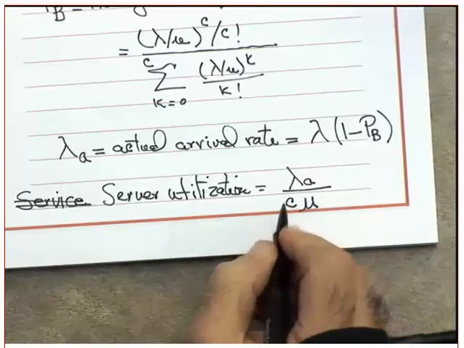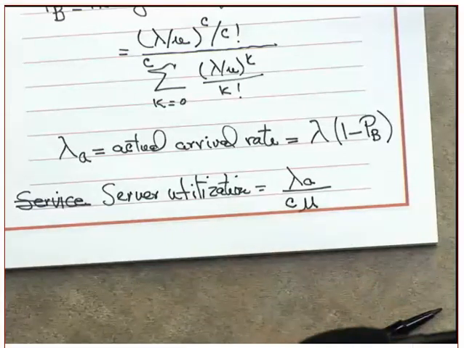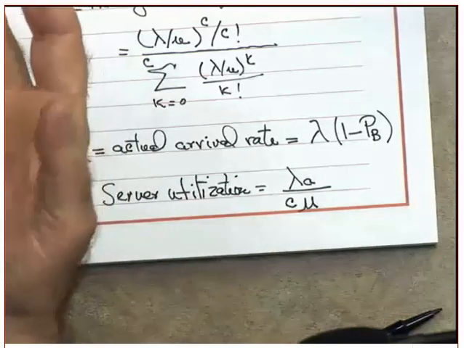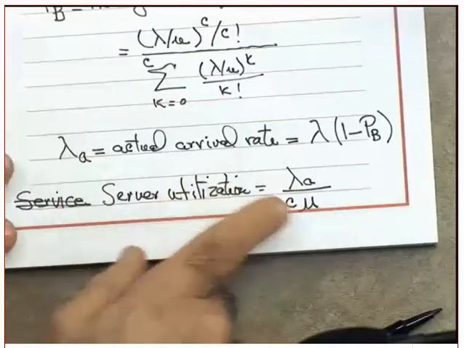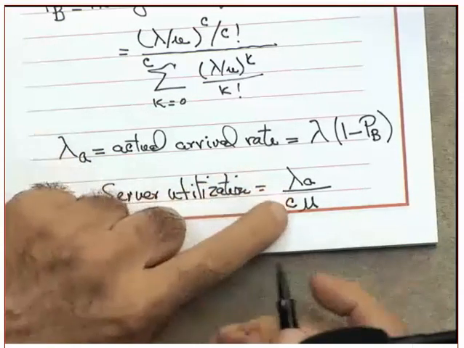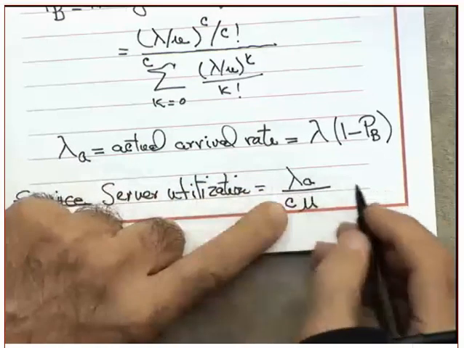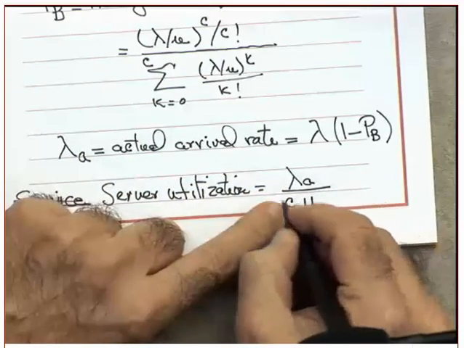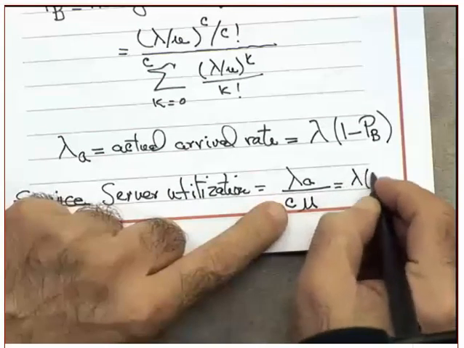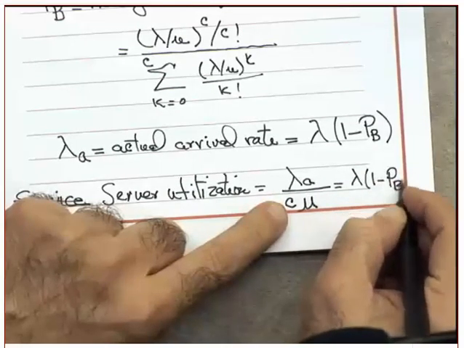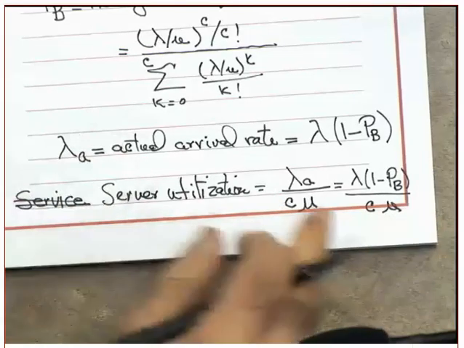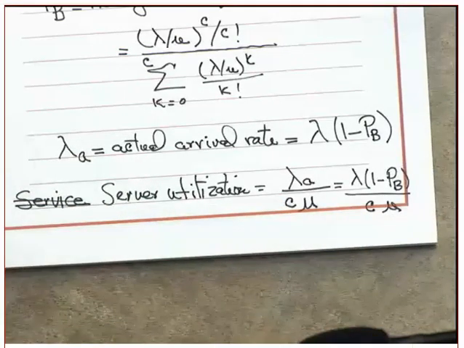Put a C because we have how many servers? We have C servers. They are all going to handle the traffic, so on average each one of them will get a share, and you need to divide by C. Clear? I already made the correction in the charts I gave to post, but you need to make it in yours too. So this one is lambda times 1 minus the probability of blocking, divided by C mu. Clear? That is called the server utilization in a blocking system.